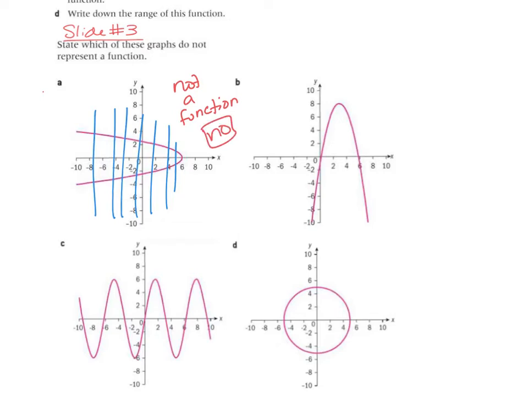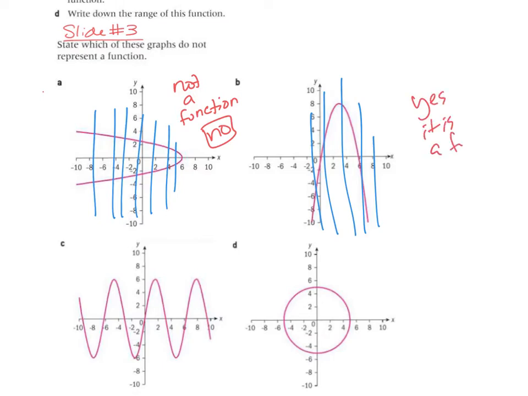Letter B would pass the vertical line test, and the reason why it's going to pass the vertical line test is that you never have an X value that's paired with more than one Y value. So that's yes, it is a function.